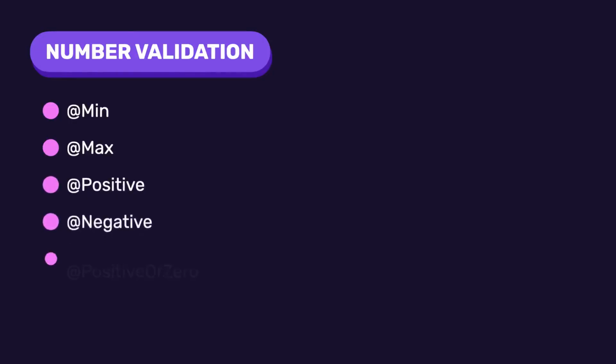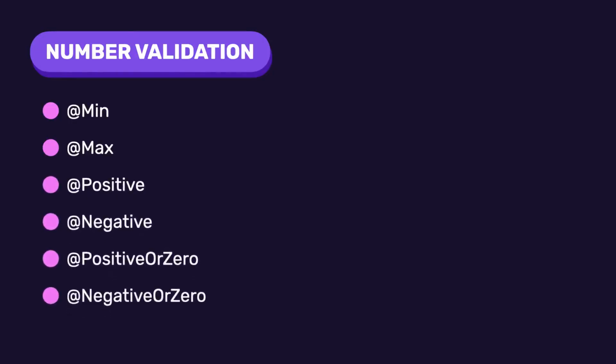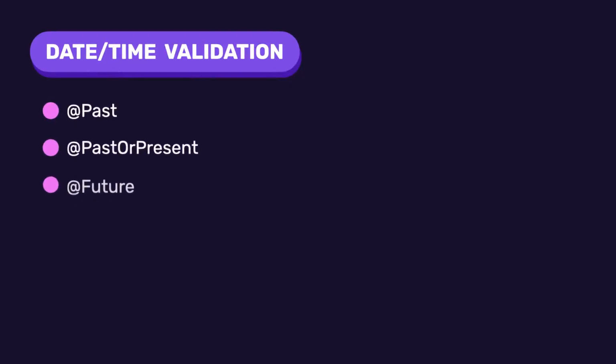Now for validating numbers, we have Min, Max, Positive, Negative, as well as PositiveOrZero and NegativeOrZero. Now for validating dates and times, we have Past, PastOrPresent, Future, as well as FutureOrPresent. And for general validation, we have NonNull, which ensures that a field is not null. Now let's see these annotations in action.